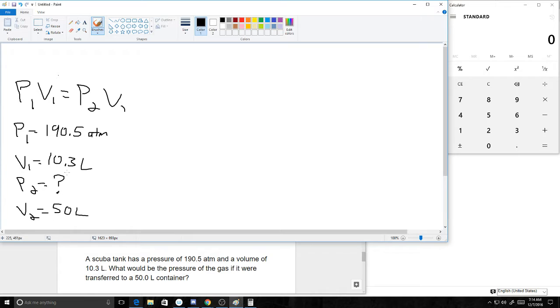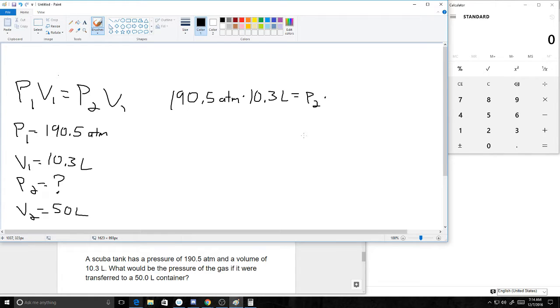Alright, so now I've got the 4 variables. I figured out which one I'm looking for, so now I just need to put these numbers up into this equation here. Where I see P1, I'm going to put 190.5 atmospheres times V1, which is 10.3 liters. That equals P2, which is what I'm looking for, so I can just leave that P2.